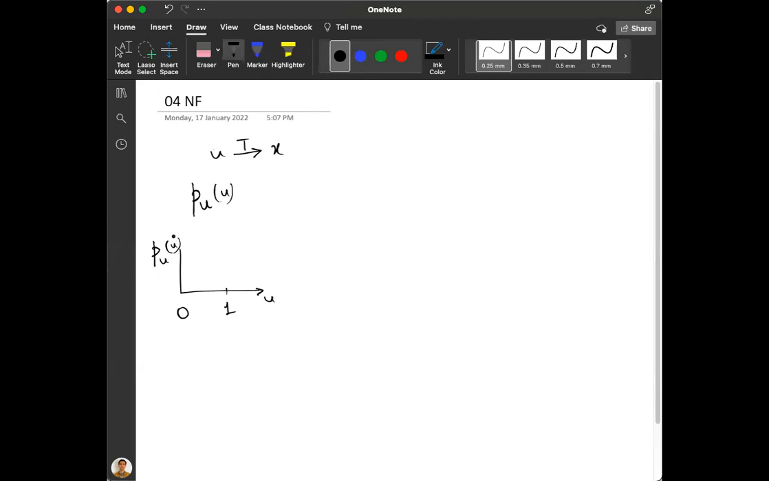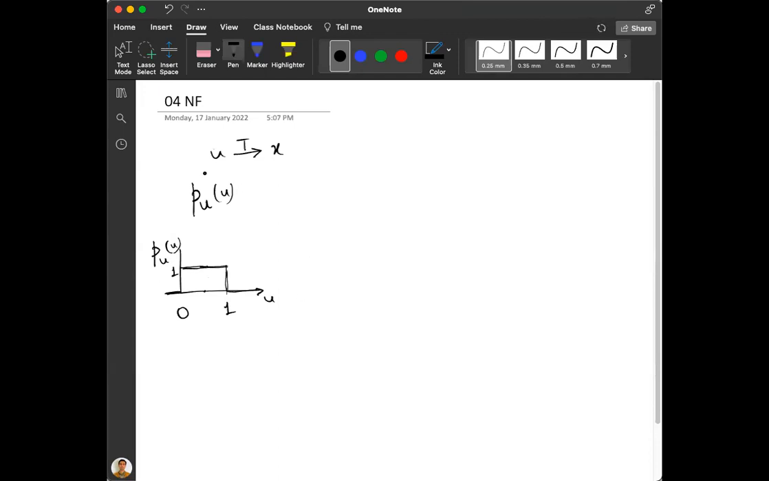If this particular u is 0.5, what is the value of p_u(u)? 1. Very good. So you can take any value, and for all of these values, the value will be 1. The value of p_u(u) will be 1 if u lies between 0 and 1, and beyond this range it is 0. So this is a simple uniform distribution.